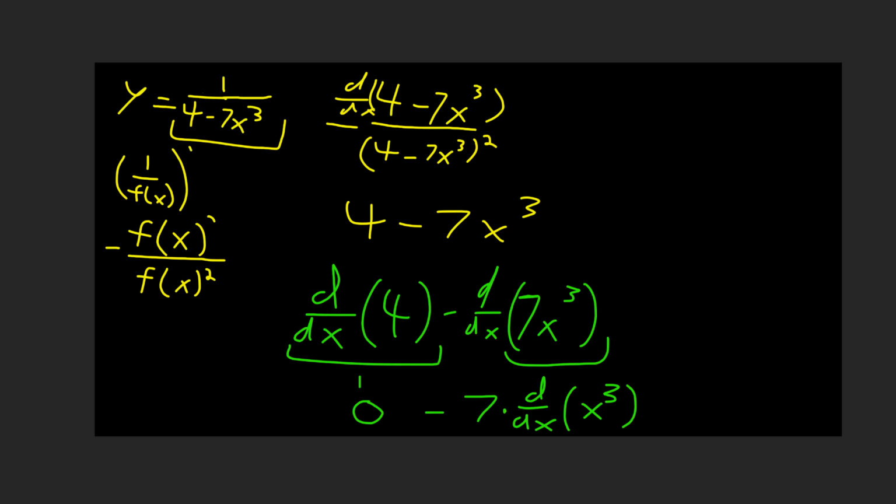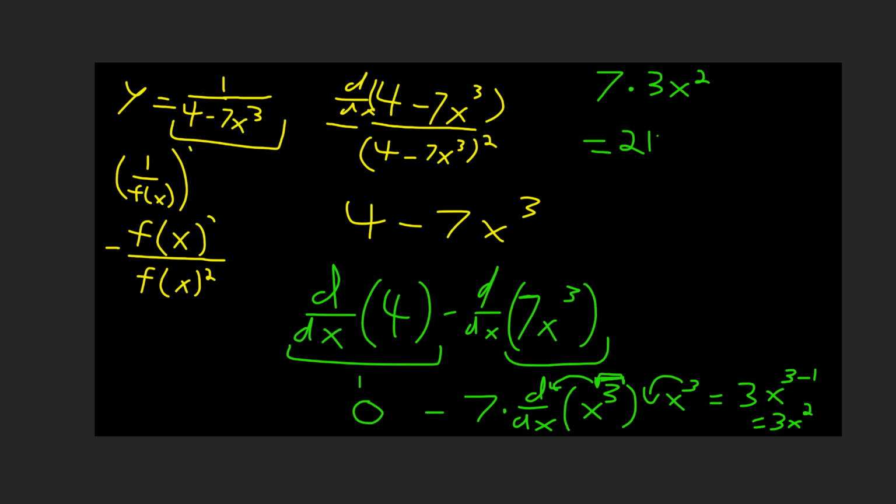Let's go up here to the corner. We're going 7 times 3 because we're taking the power from this derivative and putting it in front. With the power rule, we take the 3 to the front, then we also have to take x to the power minus 1. So that will give you 3x to the 2. And we put that up here, 3x squared. That gives us 21x to the 2 over 4 minus 7x to the 3 squared.